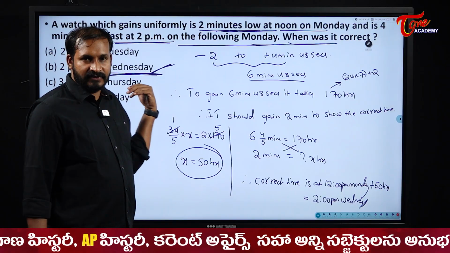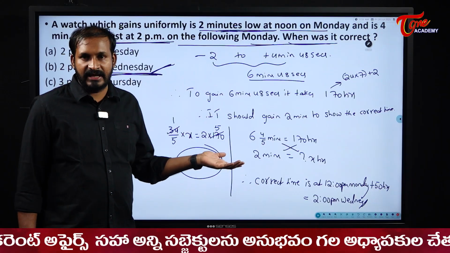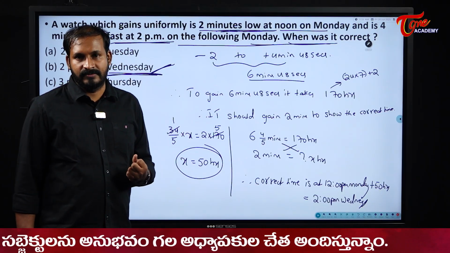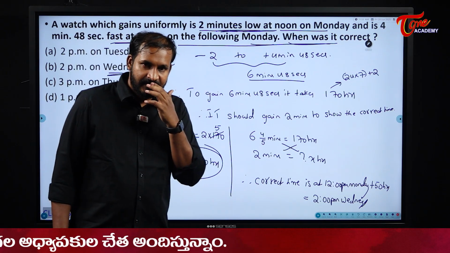Before this time it will show a time less than, and after this time it will show a time more than the actual time. This is how we are going to solve this type of problems. Okay, this is the fast moving and slow moving clock concept, students.